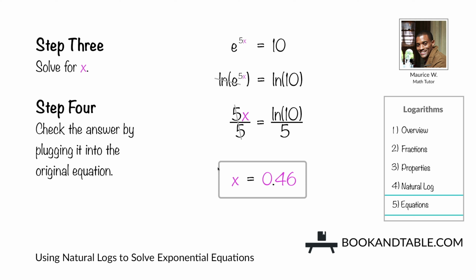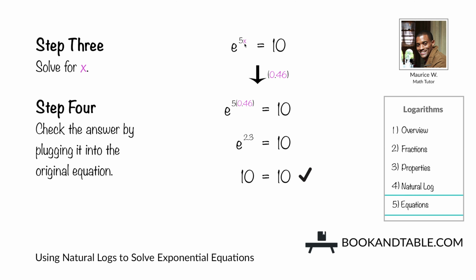And we can check this answer by plugging it into the original equation for x here. So when we do so, that would give us e raised to a power of 5 times 0.46, which would be 2.3. And e raised to a power of 2.3 is equal to 10, giving us 10 is equal to 10, confirming that x is equal to 0.46. And that is how we would go about using natural logs to solve exponential equations.